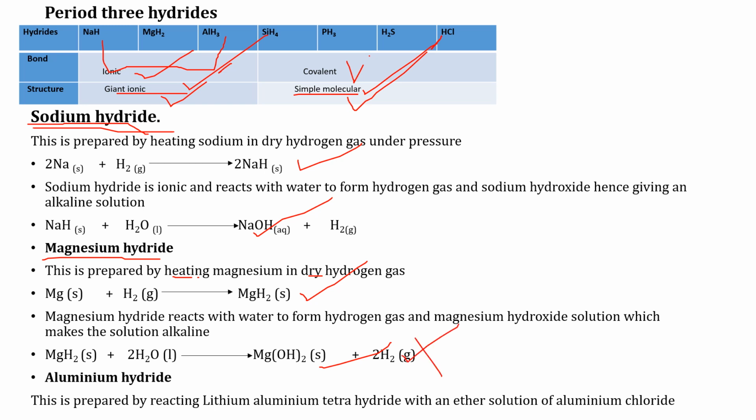So now let's look at aluminium hydride. Now this one is a bit complex and is likely set by most people because it's not prepared the same way as the other hydrides. Let's look at the next slide.